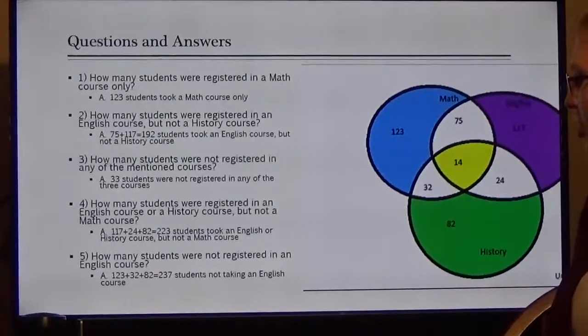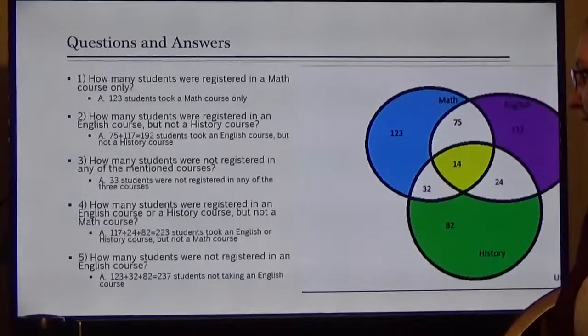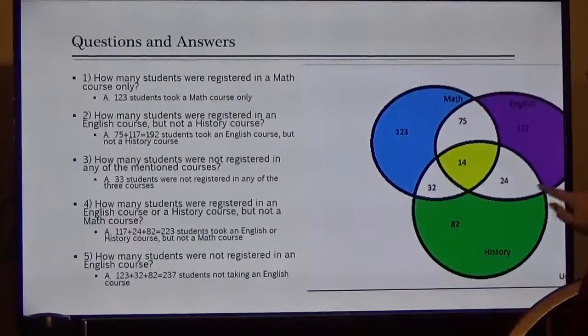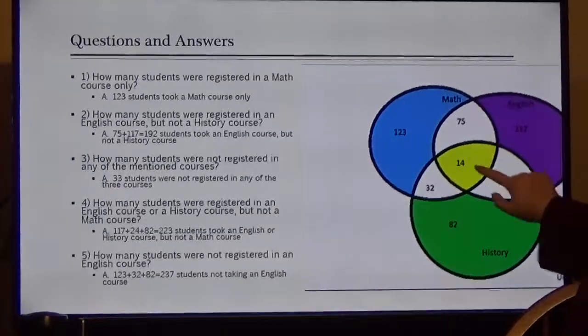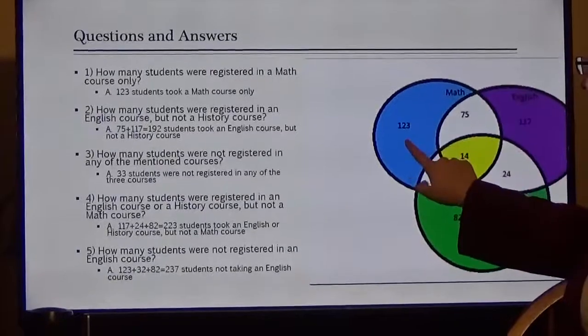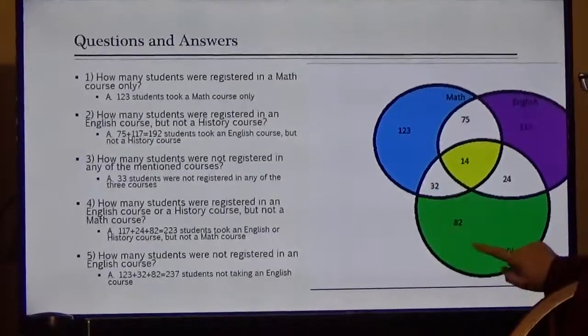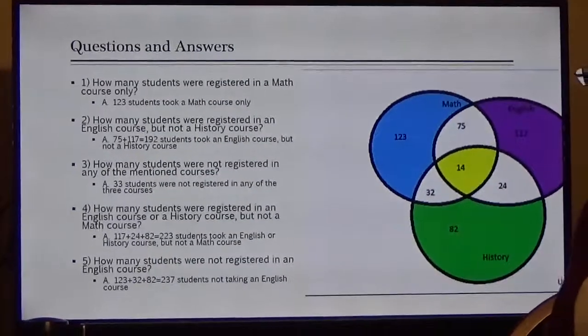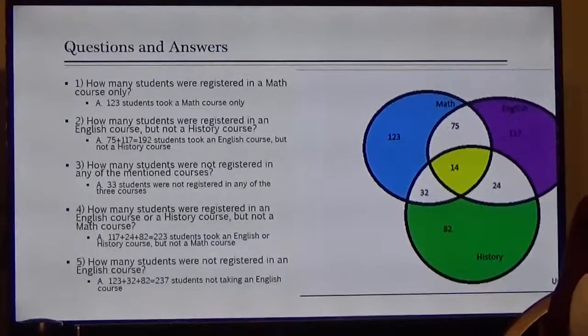And our final question is, how many students were not registered in an English course? So once again, you want to exclude this circle right here because each one of these numbers includes an English student. So you're going to take the 123, the 32, and the 82, which gives you a total of 237 students who did not take an English course.